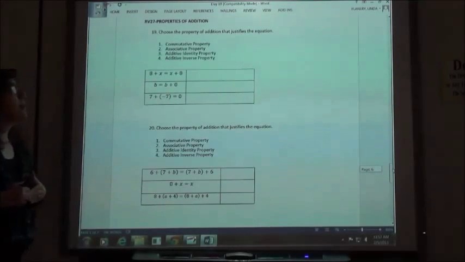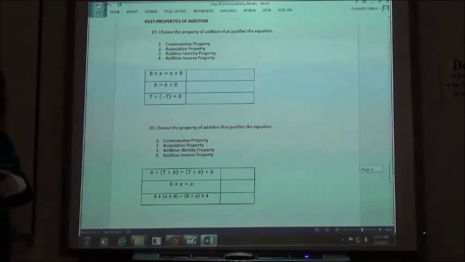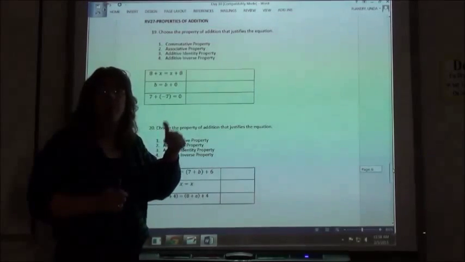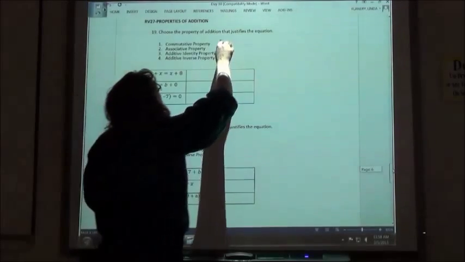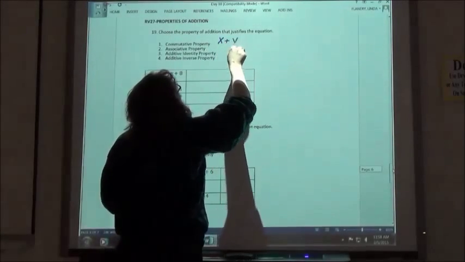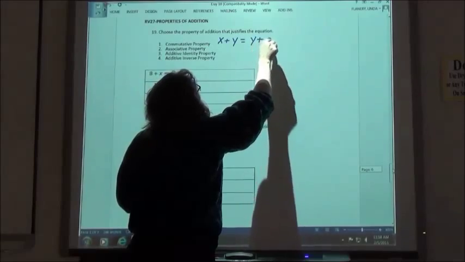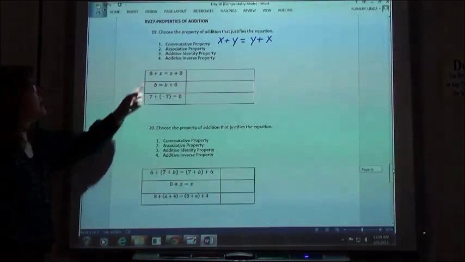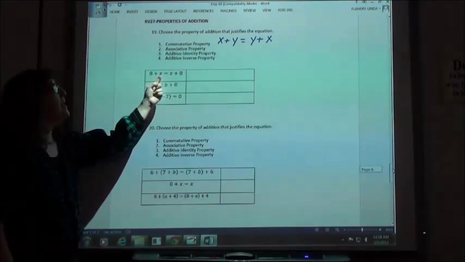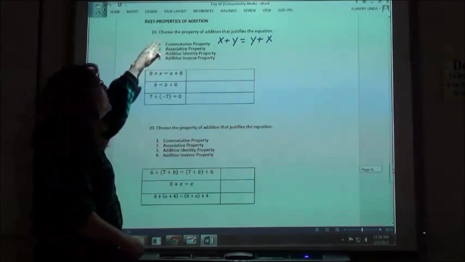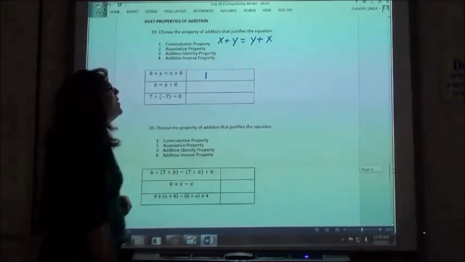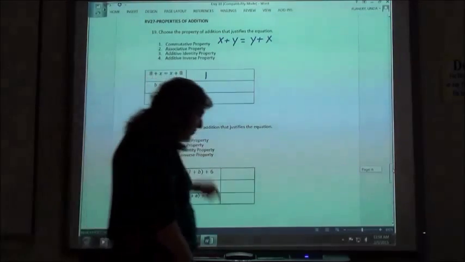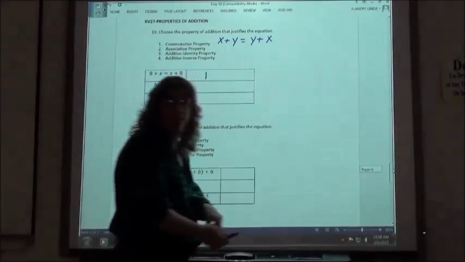First property is the commutative property. The commutative property says I can change the order of my numbers. 2 plus 3 is the same thing as 3 plus 2. They're going to say something like x plus y can equal y plus x. I just switched the order of my expression. On here, 8 plus x equals x plus 8. That's my commutative property. I'm just going to put a 1 in the box. You could write it out if you want to. On Alex, you'll have a drop down and you'll pick which is the right one of the 4 properties.